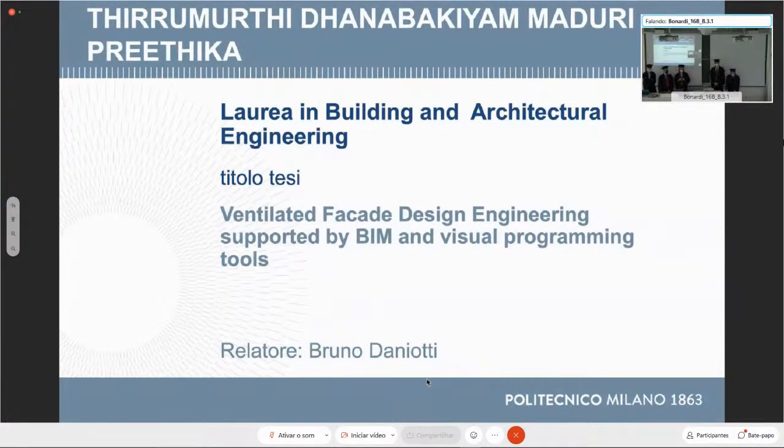Maduri Pretica. Ventilated facade design engineering supported by BIM and visual programming tools. 103.